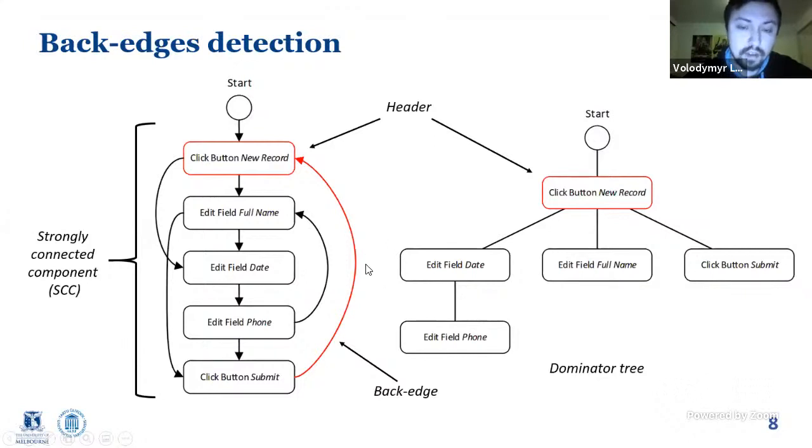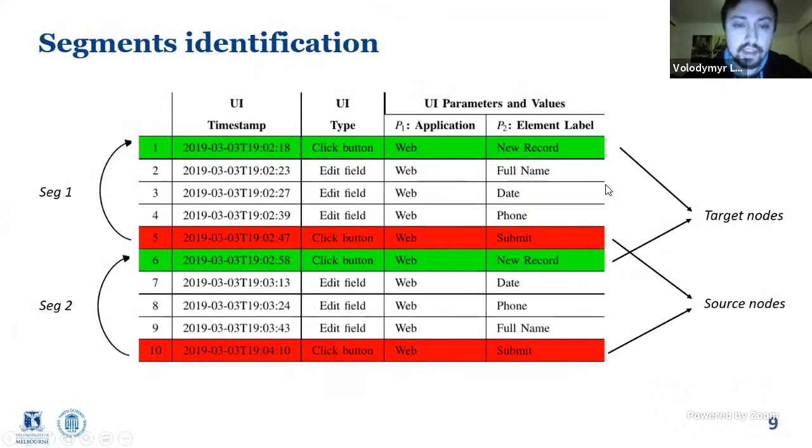After we discover the back edges, we remove them from the control flow graph and identify the strongly connected components of the deeper level. So in this way, we will find all the nested routines. Given the discovered back edges, we use them to segment the log. Here you can see that we discovered two different segments that correspond to click button submit, click button new record back edges.